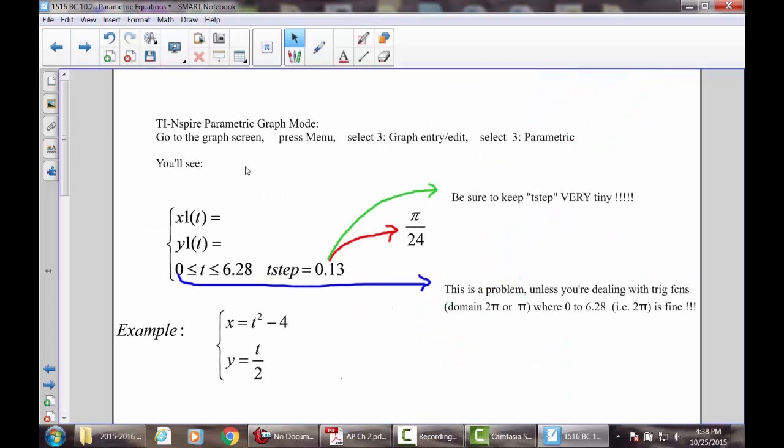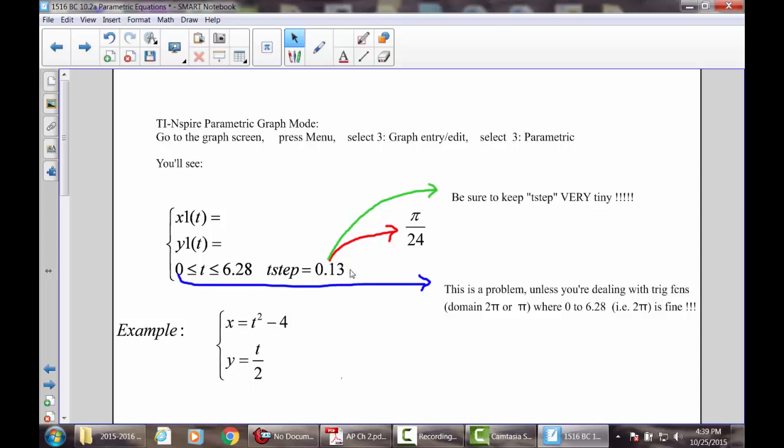Okay, on the calculator. The first thing you'll need to do is go to the graph screen, press menu, select option 3, which is graph entry edit, and select the third option, which is parametric. This is what will show up. So here's your x of t, your y of t. It'll automatically assume, for some reason, that t is between 0 and 2 pi, and that's because traditionally in the old days everything was done with trig, and so they assume you're using sine and cosine, so 0 to 2 pi would be the period.